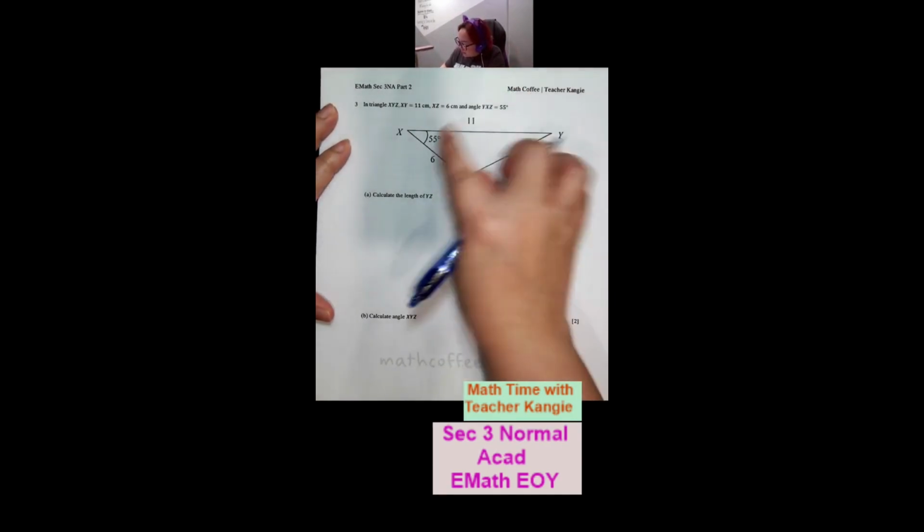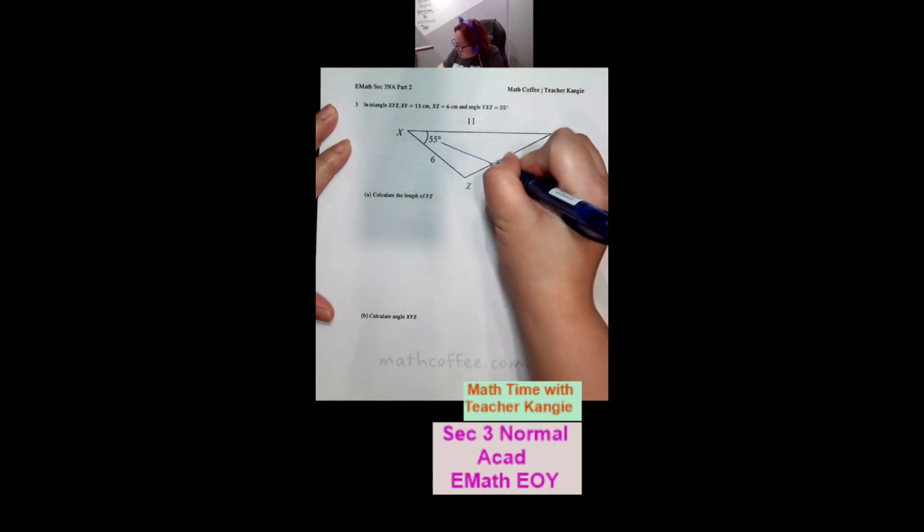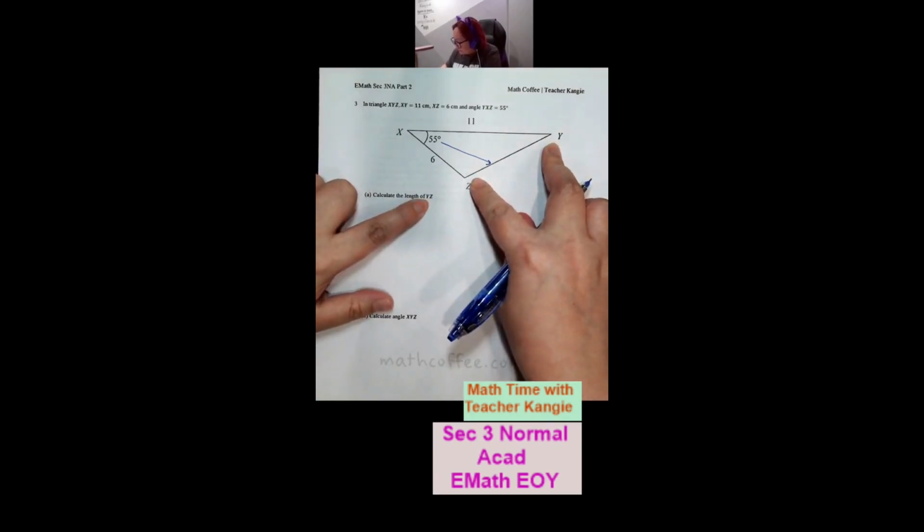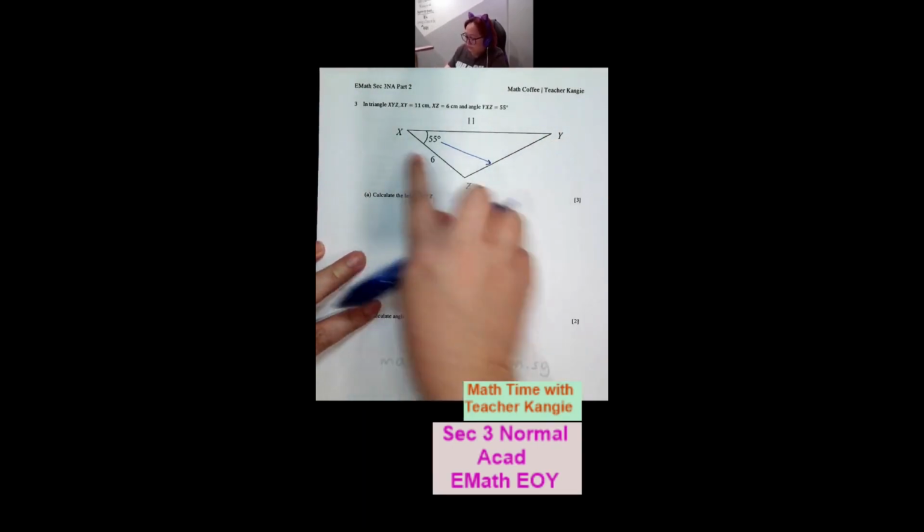Okay, come, let's do this one. So now this is the opposite angle. This opposite is the one that is unknown. They want me to find YZ, correct? So we're going to use cosine rule. We're going to use cosine rule.